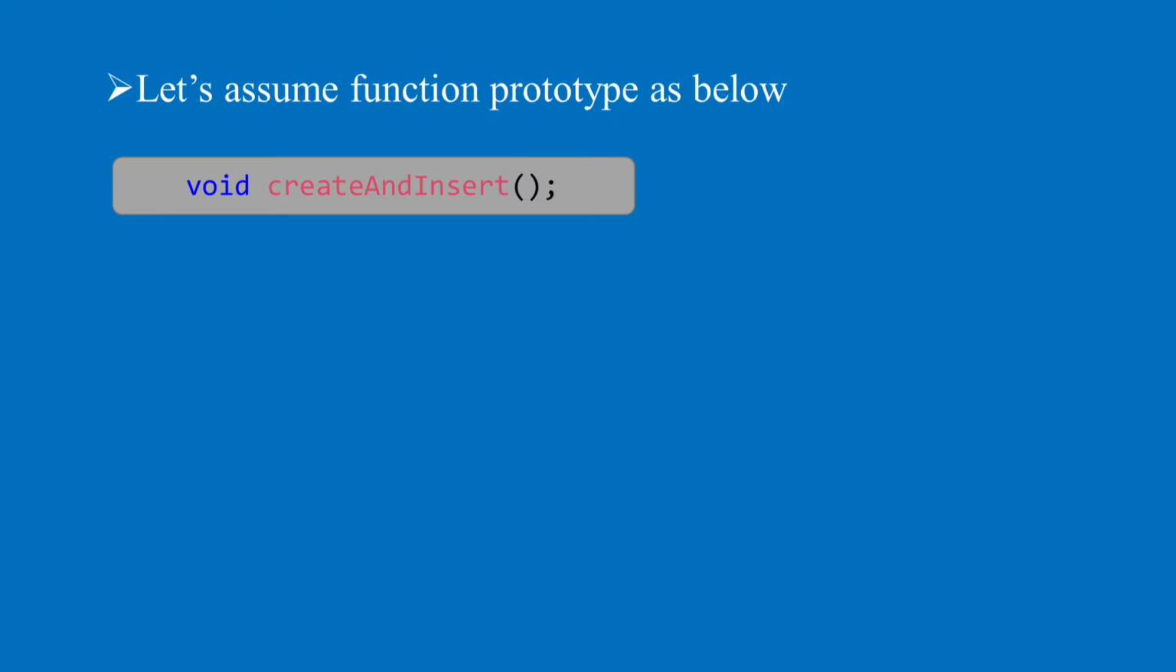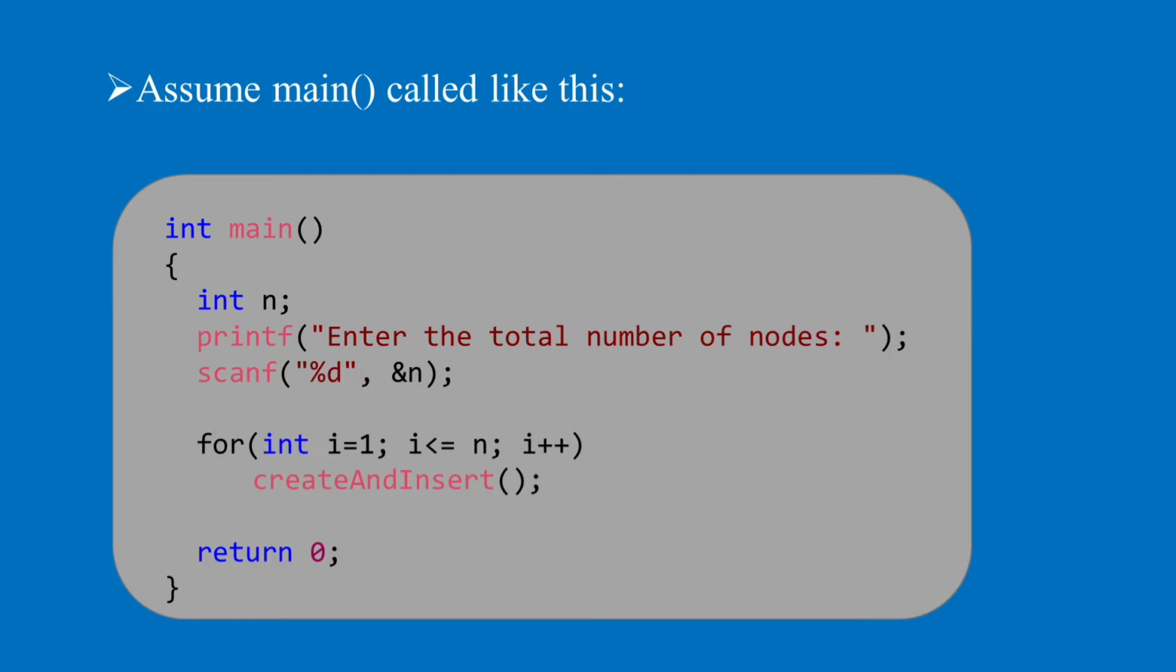Create a function to create the linked list. Let's assume the function prototype as below: void create_and_insert. Assume main calls it like this. In main, ask the user to enter the number of nodes to be added to the linked list. In a for loop, continuously call the function create_and_insert until the number of nodes entered by the user.